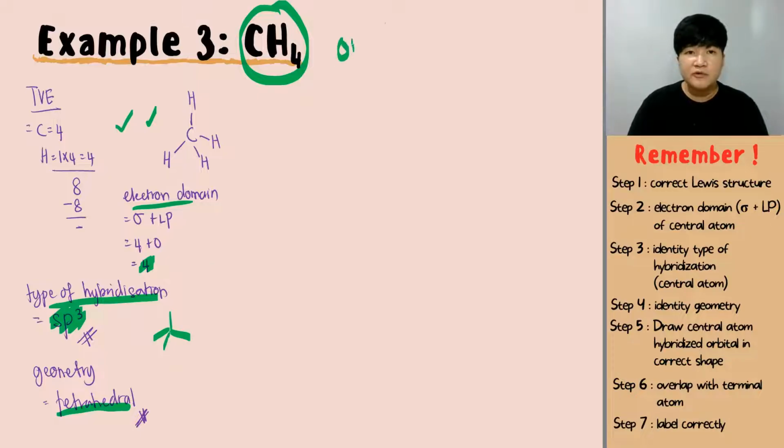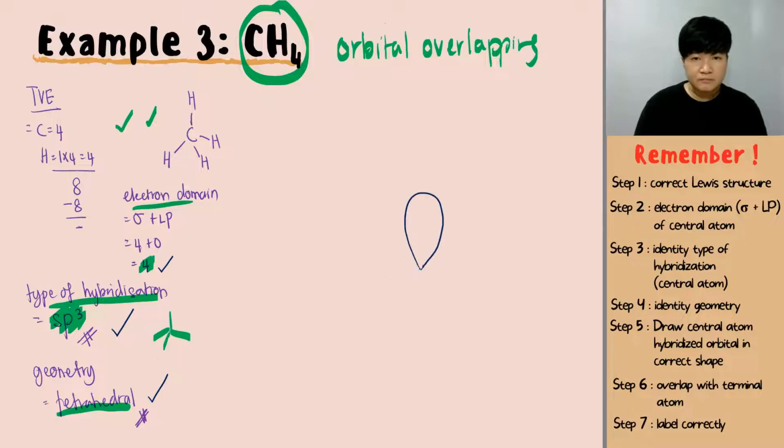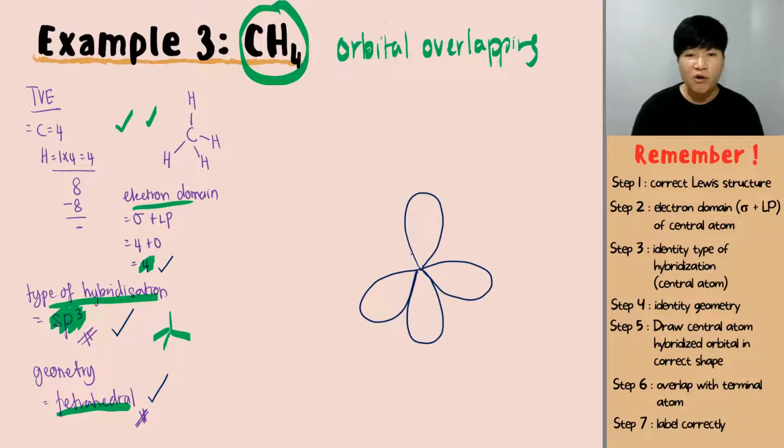So let's straight away move into the orbital overlapping of your CH4. Okay, so we will start off with the central atom carbon, which has an electron domain of 4, type of hybridization sp3, and in the shape of tetrahedral. So let's draw the tetrahedral first. Make sure all your lobes are a similar size, because they are all sp3. Since they are all sp3, all of them should have a similar size. Okay, forgive my bad drawing.